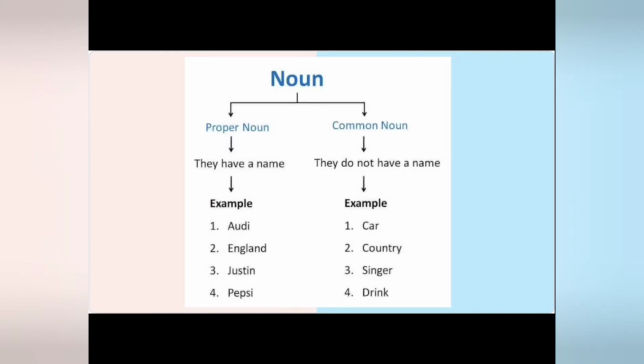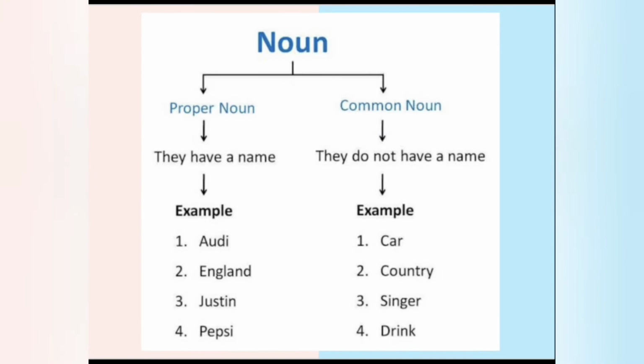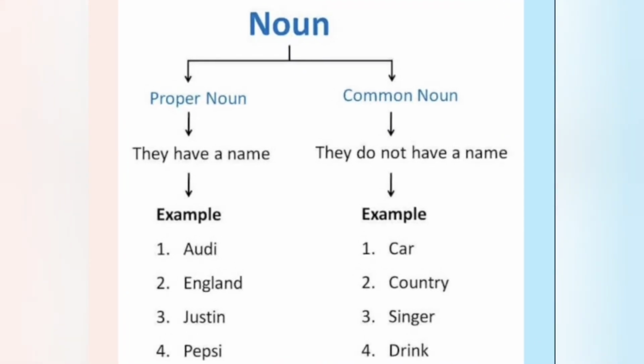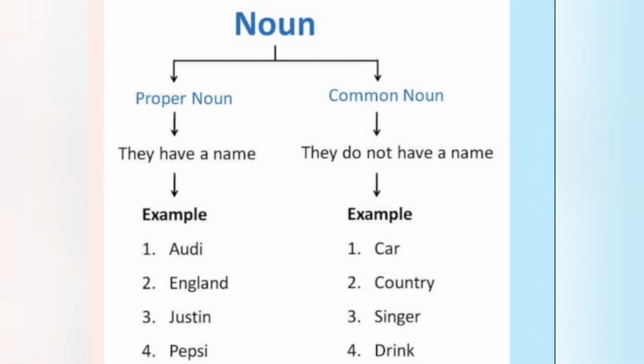Students, you have read about proper noun and common noun, and here are 4 examples for you. Proper noun and common noun. Proper noun is Audi and common noun is a car. It means car is a common noun and the car name Audi is a proper noun. Country and country name is England here. So England is a proper noun. Justin. Justin is a singer. Singer is a common noun and the singer name is Justin.